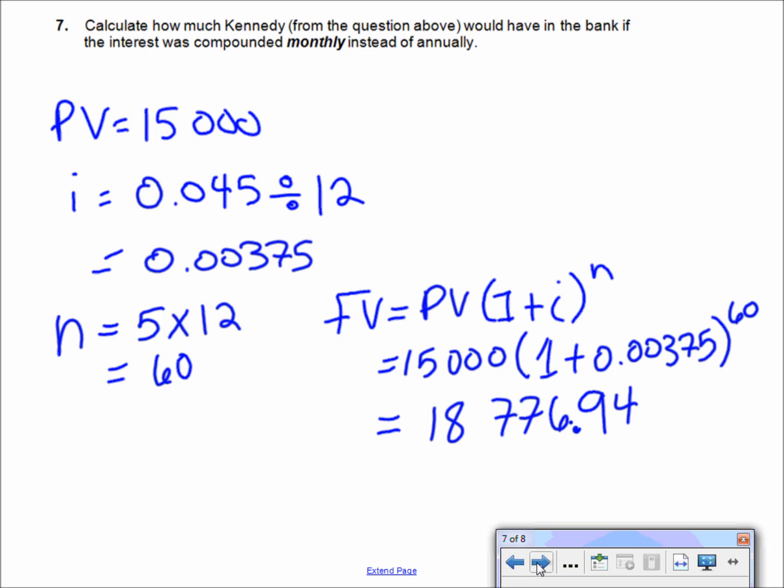Now it's only about $100 or so, so you're not making crazy money. But again, remember, this is only over 5 years. If you did this over 30 years, you'd be making quite a bit more money. Sound good? I think that's the last slide.